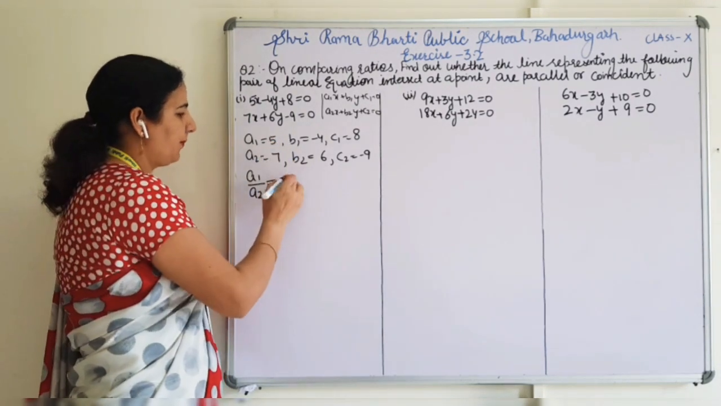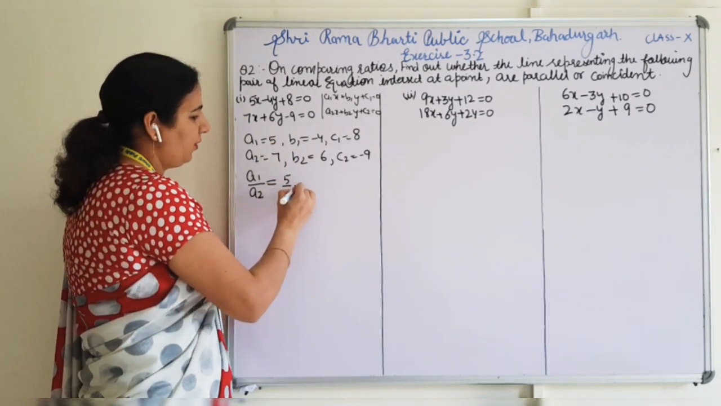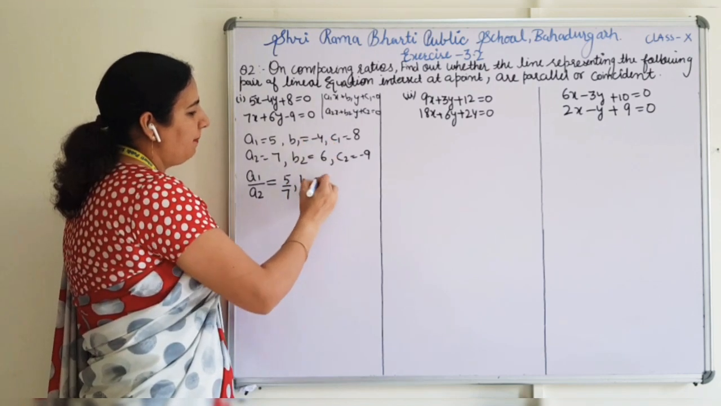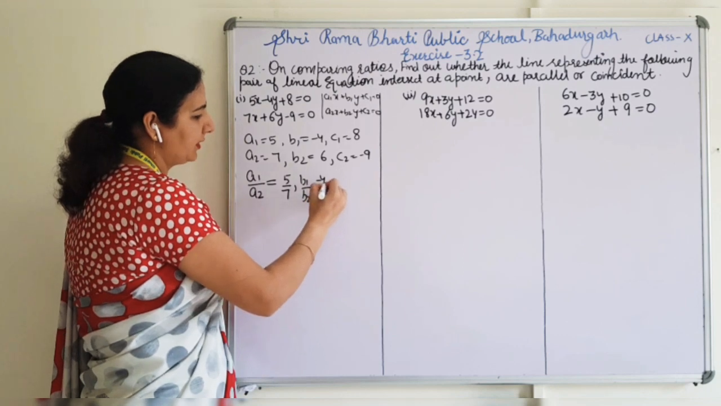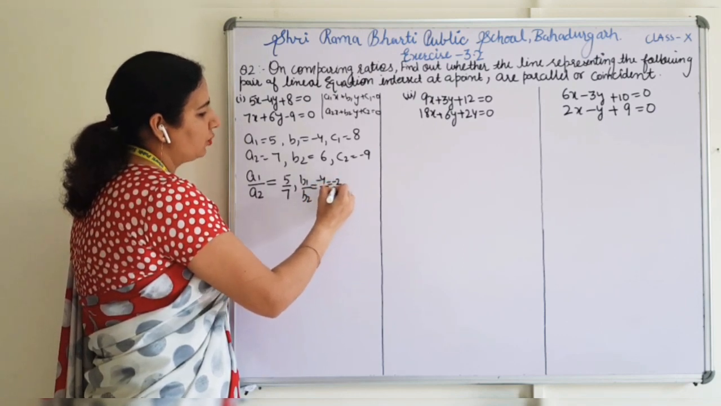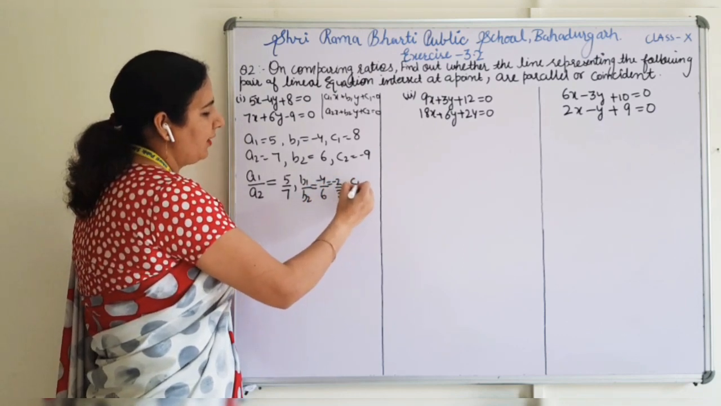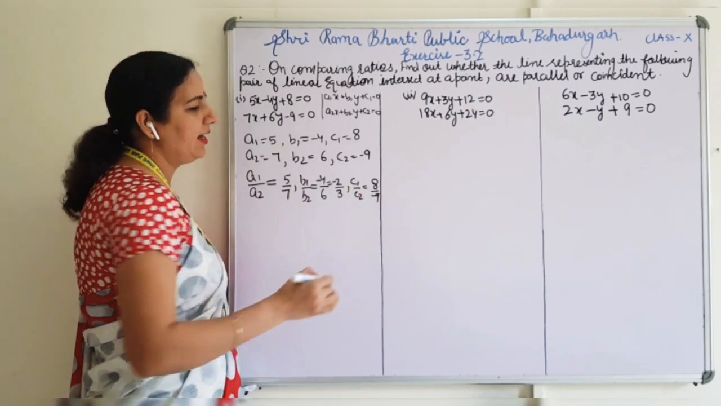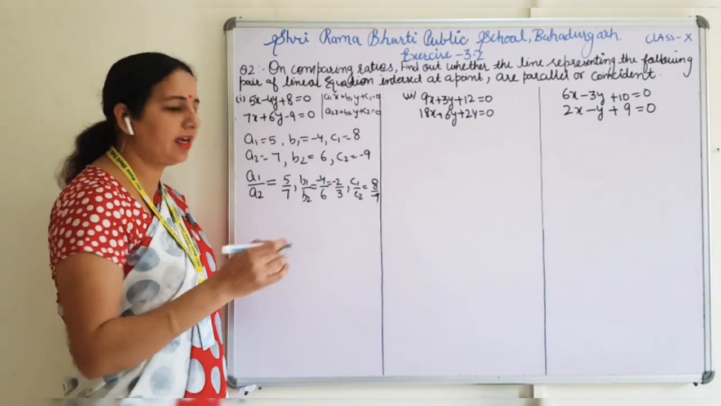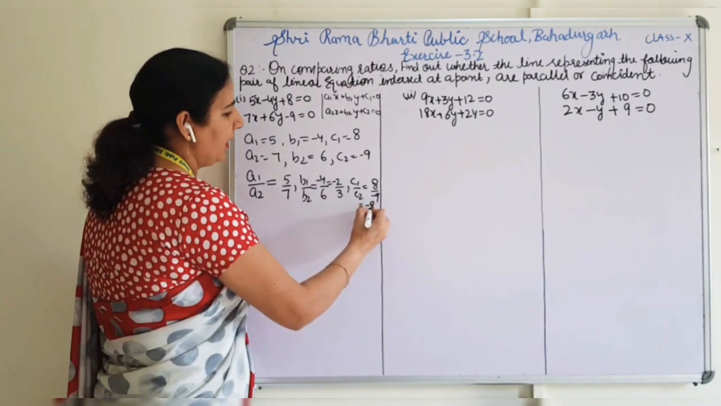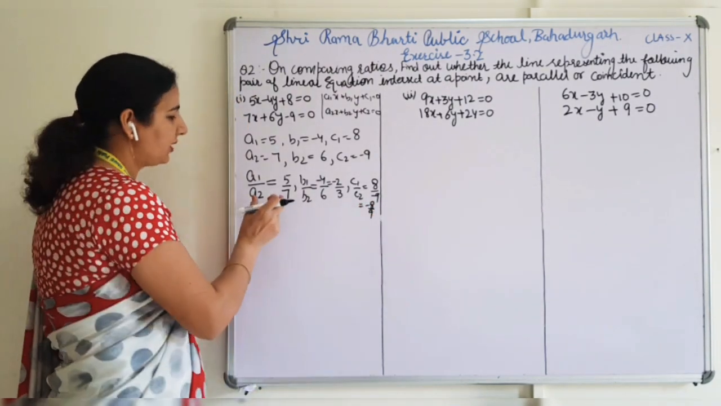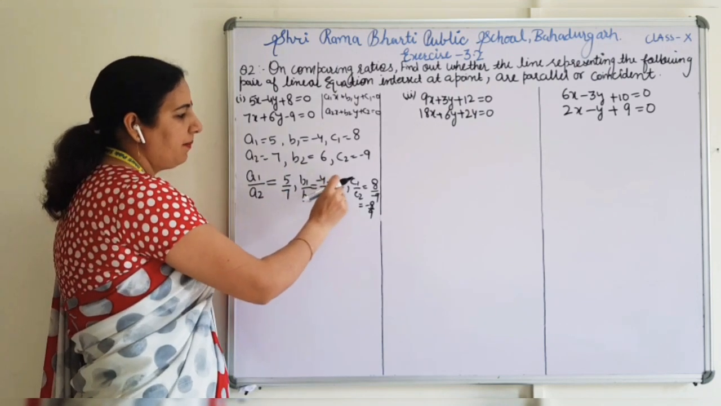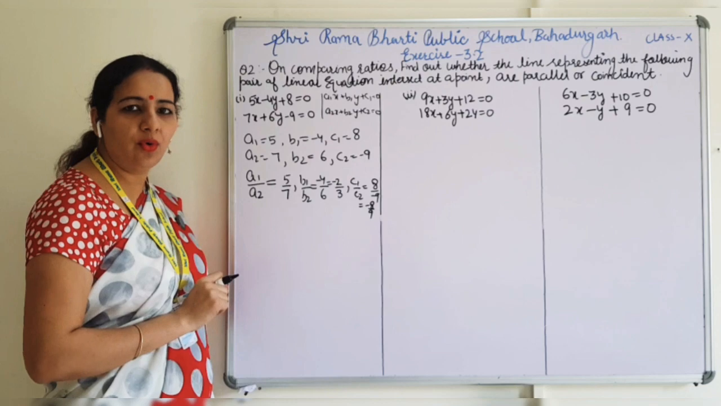Then it will be very easy for you to calculate a1 upon a2. It will be 5 upon 7. Next is b1 upon b2. It will be minus 4 upon 6. It can be written as minus 2 upon 3. And the third one is c1 upon c2: 8 upon minus 9, which means minus 8 upon 9. Now just compare the ratios. Are they equal? 5 upon 7, minus 2 upon 3. No, they are not equal.